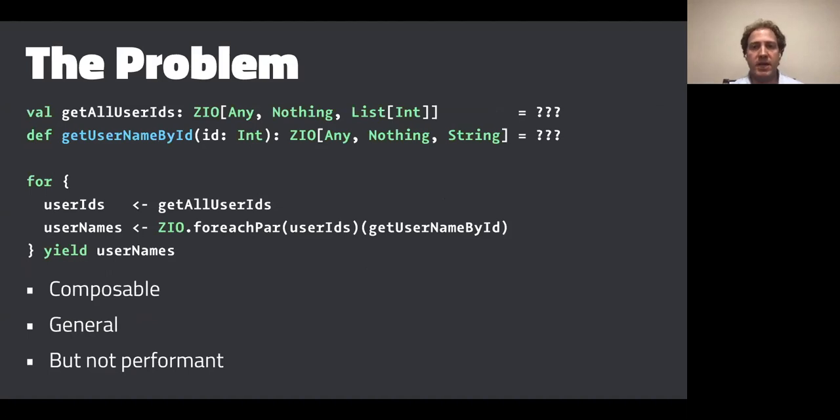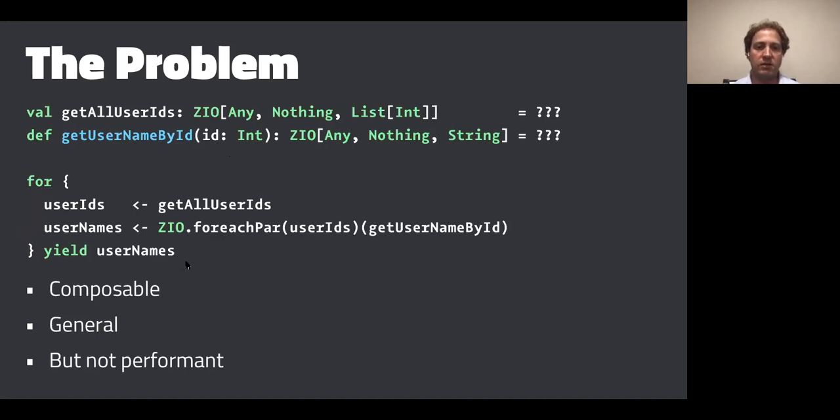So the problem that we're trying to solve here, you can really think about as this issue of balancing composability and performance. So here we've got a pretty simple application where we're going to get some user IDs, and then we've got a method that with each of our user IDs, we can get the username. So we've got this simple program here where I'm going to get all these user IDs, and then in parallel, for each user ID, I'm going to get the username, and I'm going to return the usernames here.